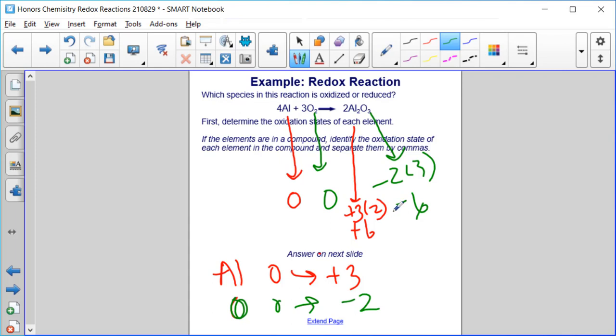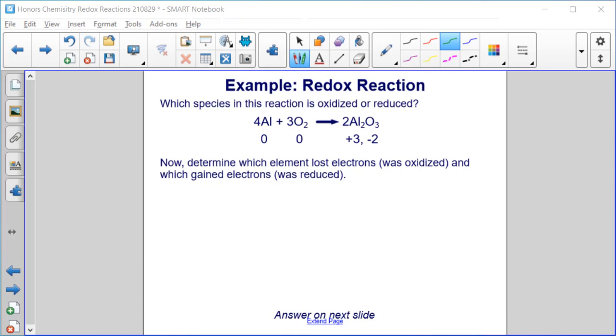We're going to show the answer on the next slide, but before I do, can you decide which one of these is oxidized and which is reduced? Which one loses electrons and which gains electrons? All right, so this slide summarizes exactly what we just discussed. Aluminum and oxygen both start at 0. Aluminum ends with a +3 oxidation state, oxygen with a -2. So again, which element lost electrons or was oxidized, and which gained electrons or was reduced?